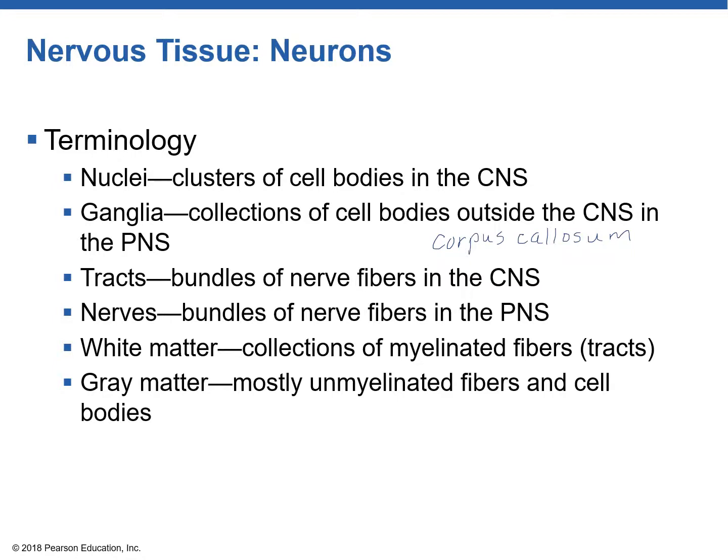And then white matter versus gray matter. This has to do with whether you're talking about the fibers or whether you're talking about mostly cell bodies and unmyelinated fibers. So the white matter generally is going to be white because of the presence of myelin, and gray matter is mostly unmyelinated, so it's going to have more of a dull brownish gray color.